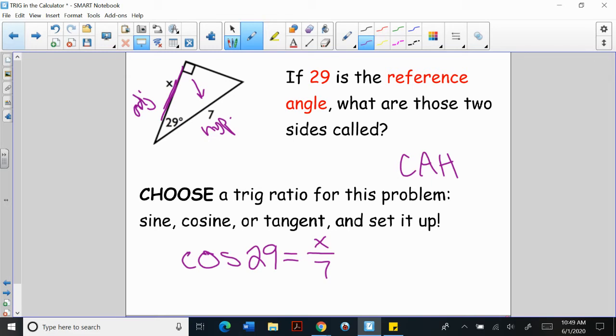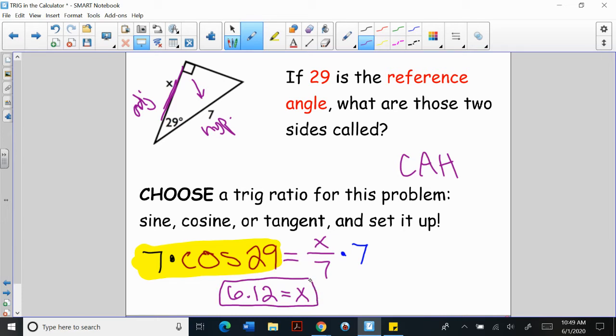How are we going to solve this equation? Well, we're going to undo the x divided by 7, so we're going to multiply both sides of the equation by 7. So actually, the best way to type this in your calculator is to just go ahead and type all of this together, which is 7 times the cosine of 29 degrees. That's going to give you the answer for x. All right, type it in, see what you got. Okay, I got 6.12, which is rounded off a little bit, for x. So that means that the adjacent leg in that picture above has a length of 6.12. All right, let's try a couple more.